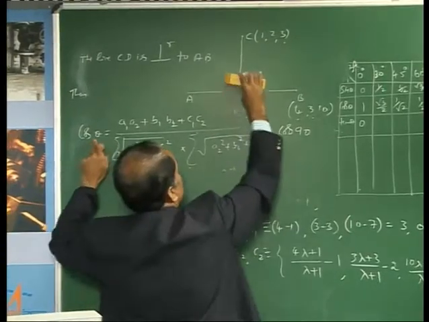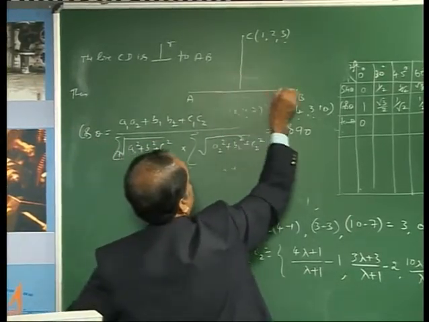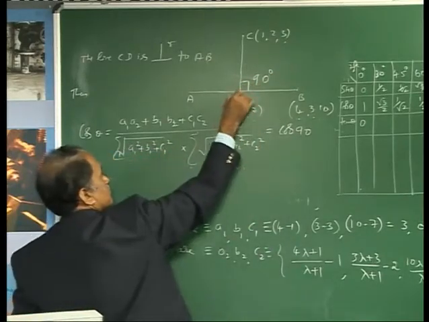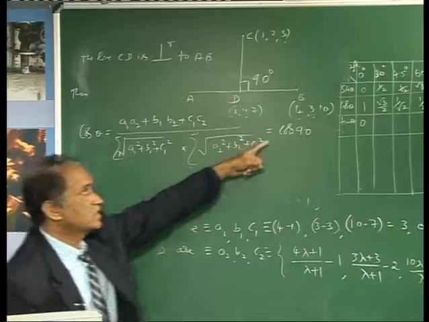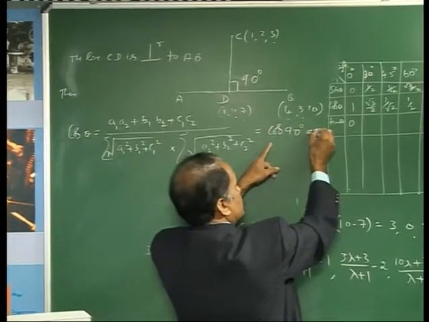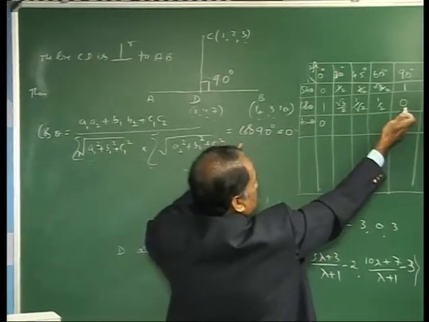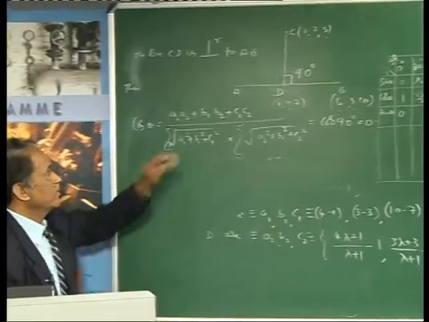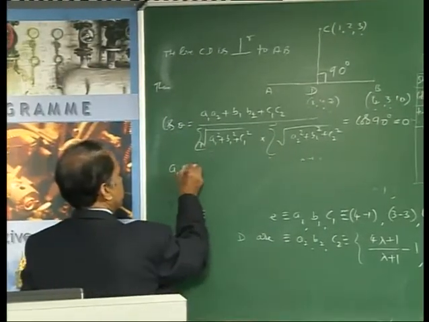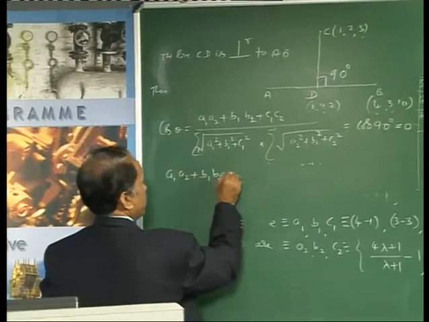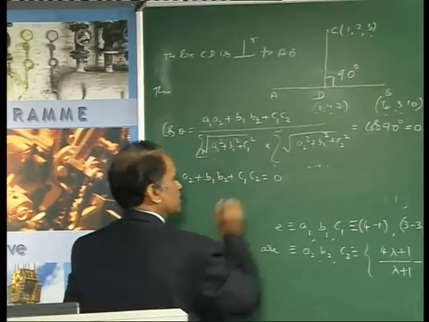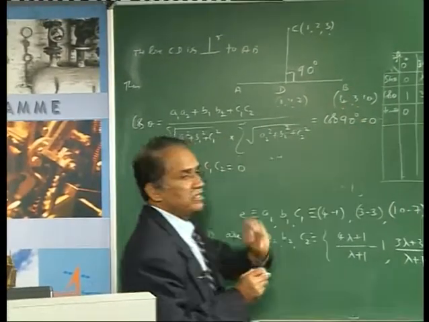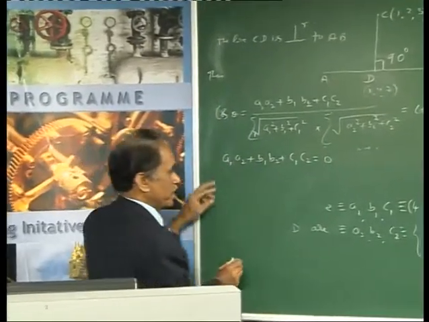because the angle should be 90 degree. Cos 90 degree, the answer from the table is 0. Now, A1 A2 plus B1 B2 plus C1 C2 equal to 0, because when it is 0, all this denominator will go as multiplication to 0.